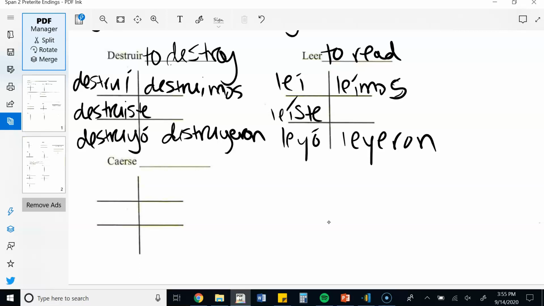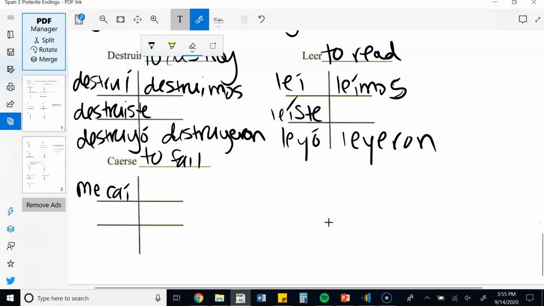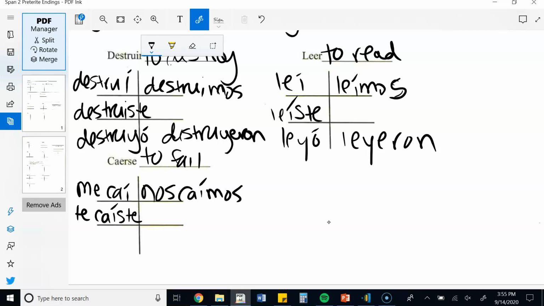Caerse is to fall, and it's a reflexive verb, to fall. So we're going to need to move the se and put it out front. Me. There I dropped my er, added my normal yo ending. Oops, I don't need me again. Let's go to nos. Again, I'm going to add that accent in. Caímos. Te, need the extra accent. Caíste. Here is my I to Y. Cayó. And my last I to Y.